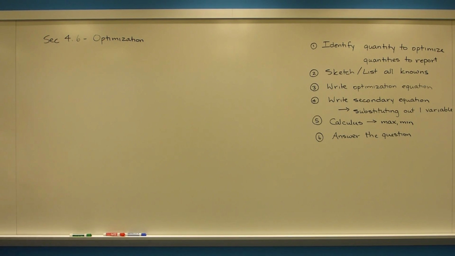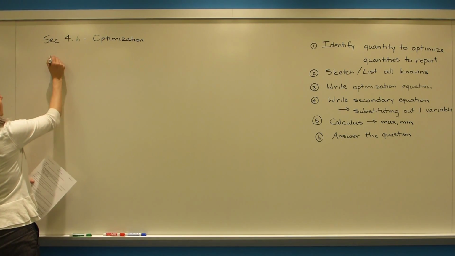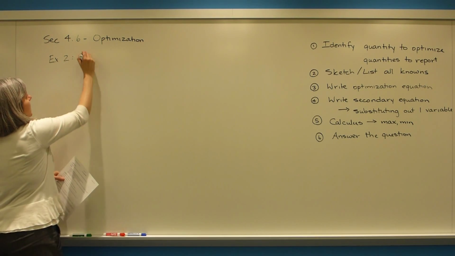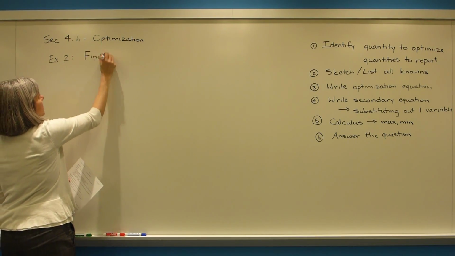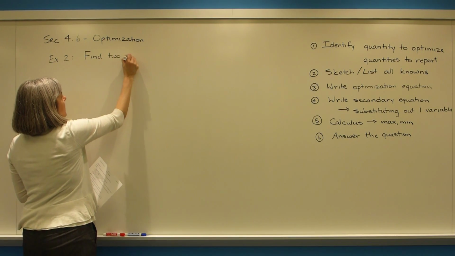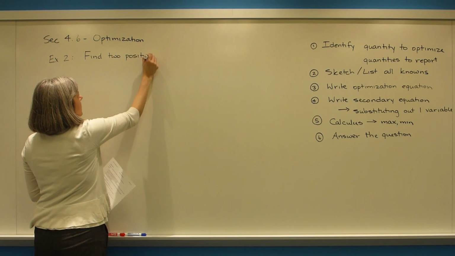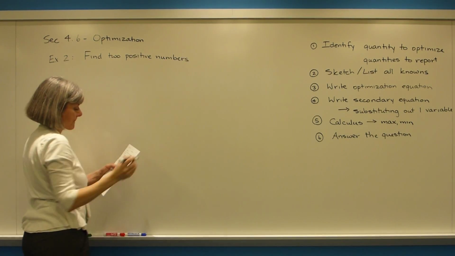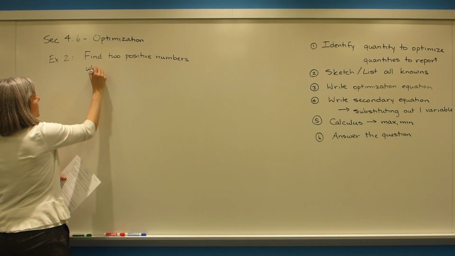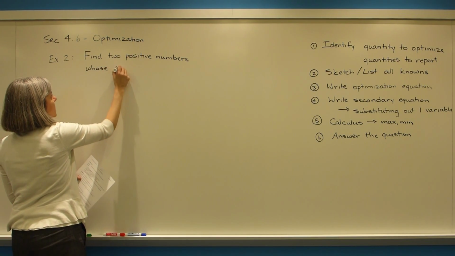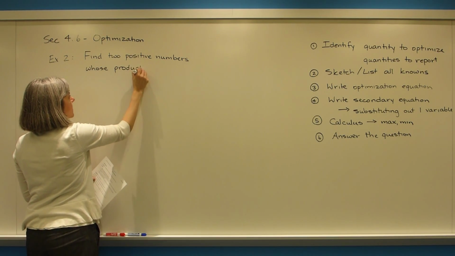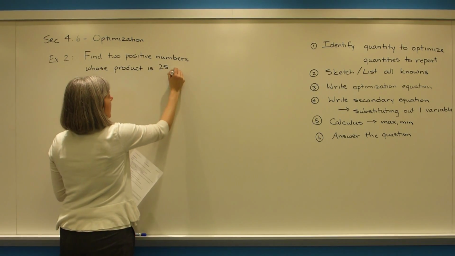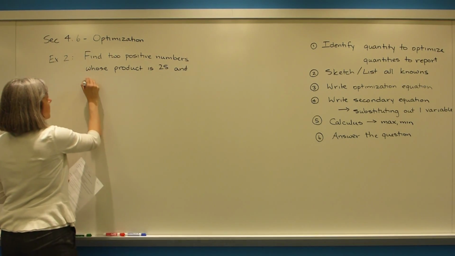All right, so here is the last one. This is example 2. Going out of order a little bit from the notes. Find 2 positive numbers whose product is 25 and whose sum is minimum.